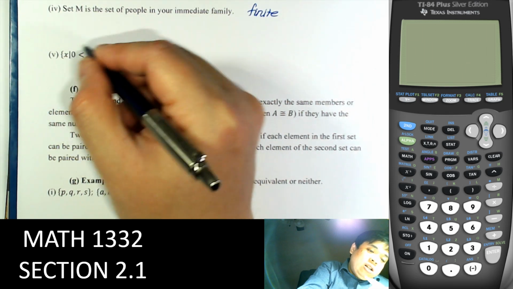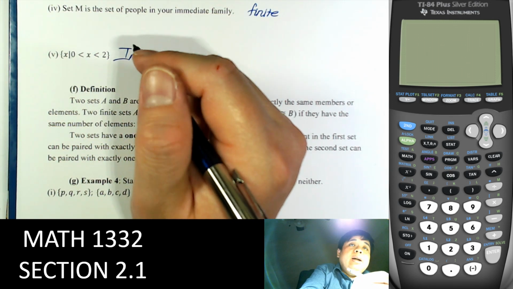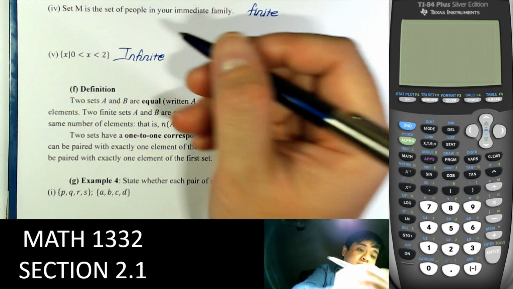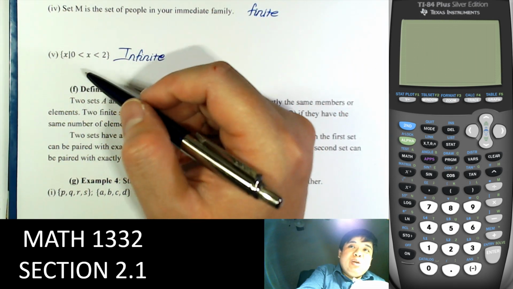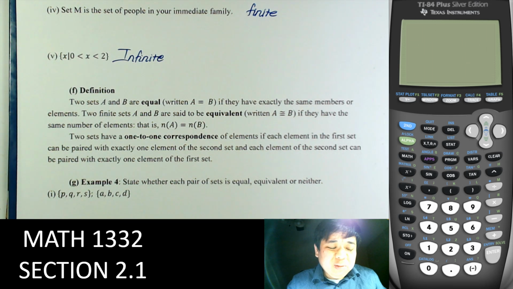Because this is not natural numbers. Among natural numbers, there is only 1, which is 1. But this is any number, so we can take 0.5, 0.52, 0.523, so that could go on indefinitely, so it is infinite.